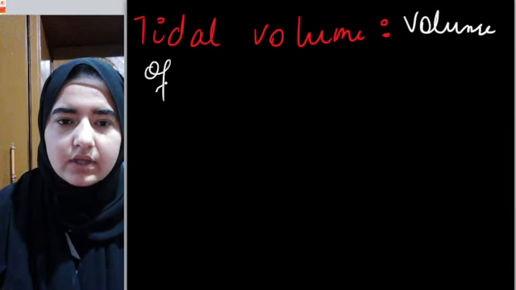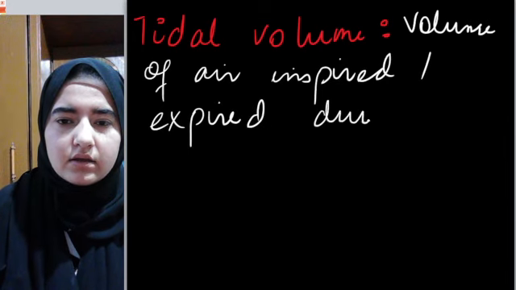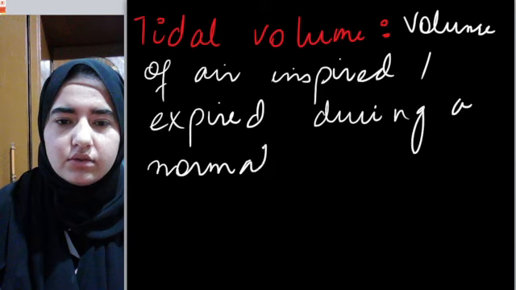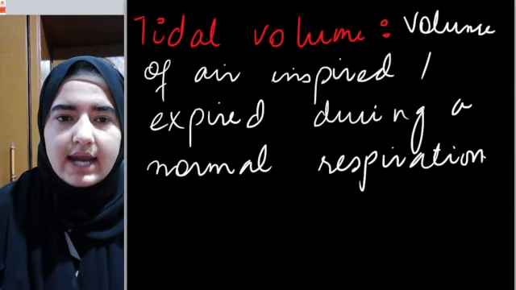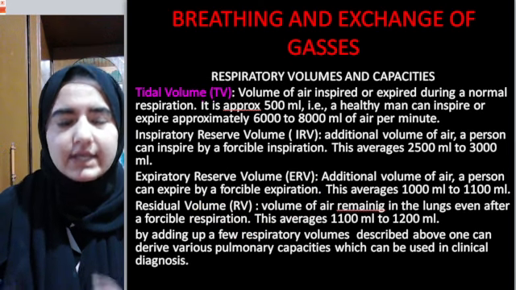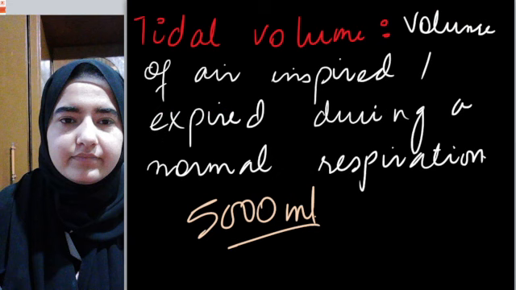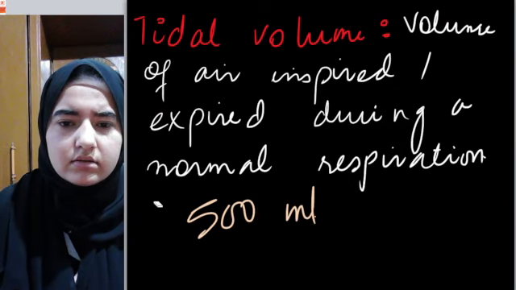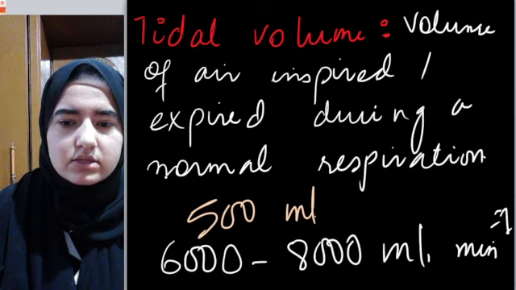Volume of air inspired or expired during normal respiration, and it's approximately 500 ml of air. Okay, 500 ml. That means if we calculate, a healthy person can inspire or expire approximately 6000 to 8000 ml per minute. On an average, sorry, it's 500 ml per breath. In a minute, a healthy human can inspire 6000 to 8000 ml. Okay, I hope this concept is clear, right?